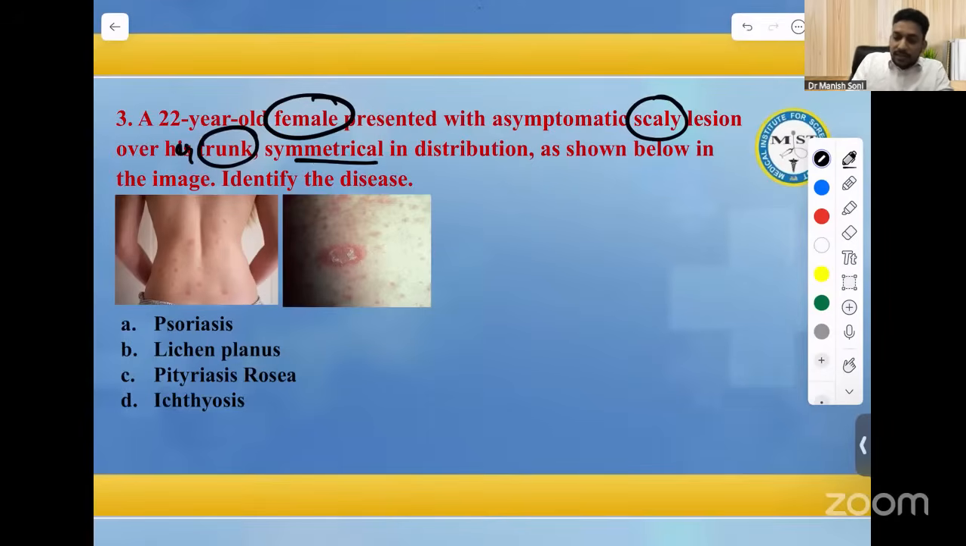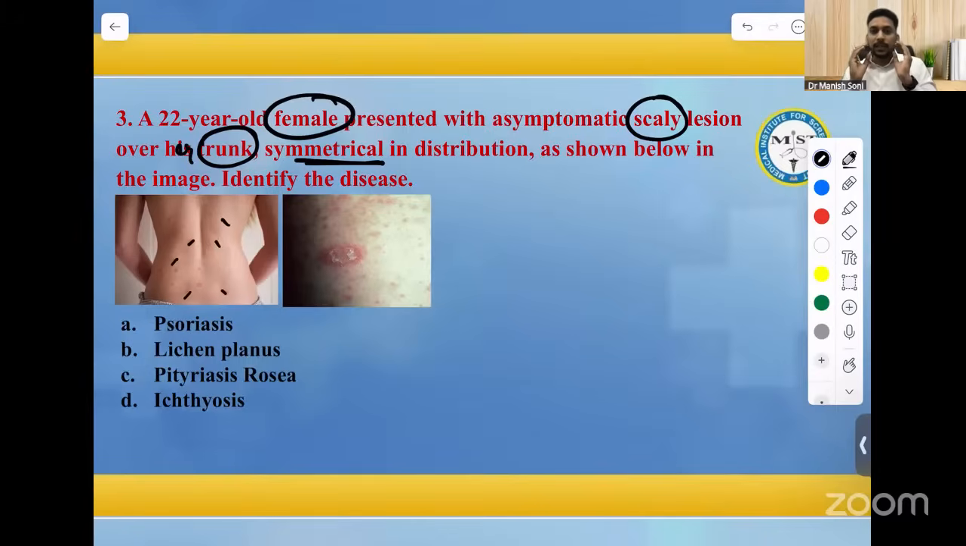And it is symmetrical in distribution. Symmetrical means on both the sides, bilaterally symmetrical. As you can see, some lesions are here, some lesions are here, some lesions are here, some are here. So they are on both the sides. As you can see, both the sides. Can you identify the disease?